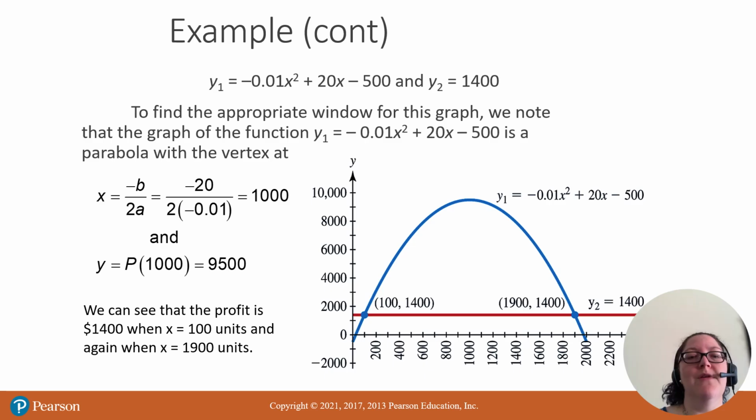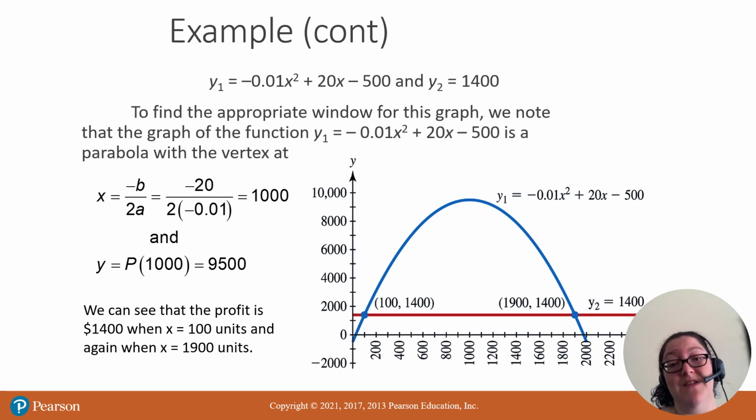In order to help me with that, I would strongly recommend the vertex to help you there. If you notice on the vertex, we get the vertex is at x equals 1,000, and our y part of the vertex is going to be 9,500, which means that I'm going to want to make my adjustments to my window to have the upper bound be somewhere above 9,500.